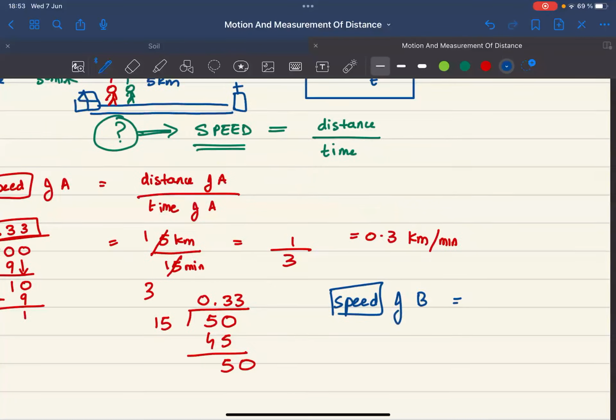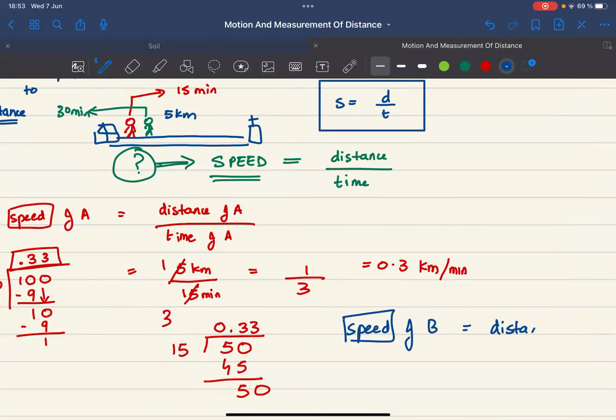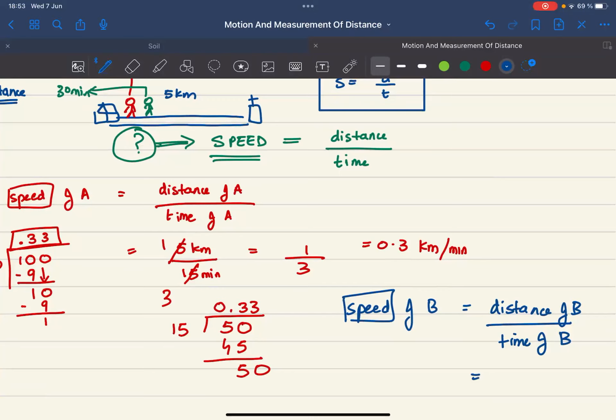Tell me, how will I write distance of B? Distance divided by time. Distance of B divided by time of B. Very good. Is anybody speaking in class? Yes, ma'am, I'm speaking the answer. Okay, distance of B by time of B, which is equal to.